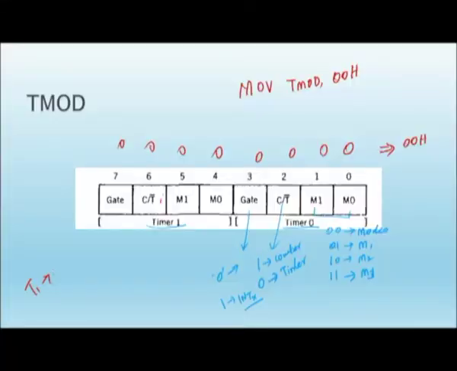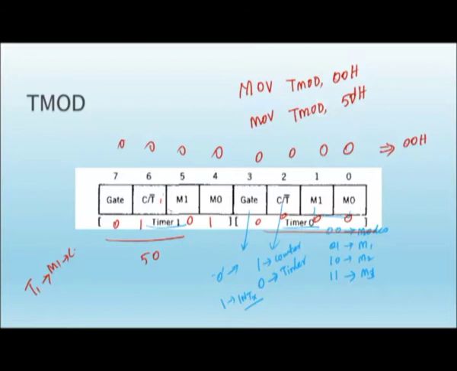Suppose I am asking you to initialize the T1 register in mode 1 as a counter. As a counter, you put a 0 for the gate, then for counter it should be 1. This is mode 1, so the bit position should be 0 1. At this time T0 is not used, so you can give 0 0 here. Now, read the value of this: it is 0101, which is 5, and the other nibble is 0. Now we initialize in the program as MOV TMOD, #50H. Based on this, it will understand.